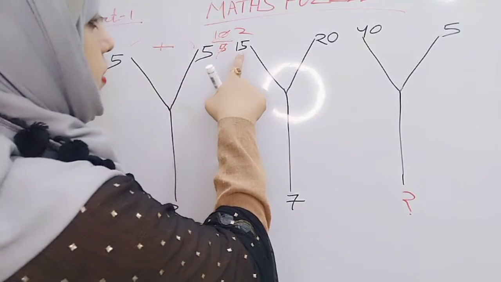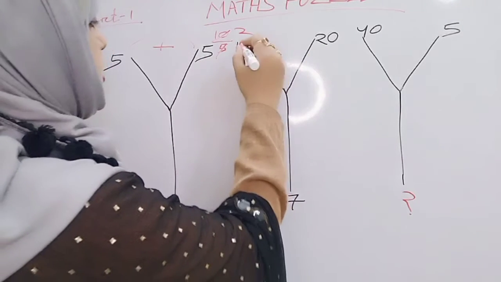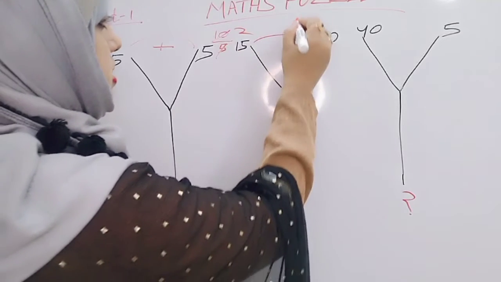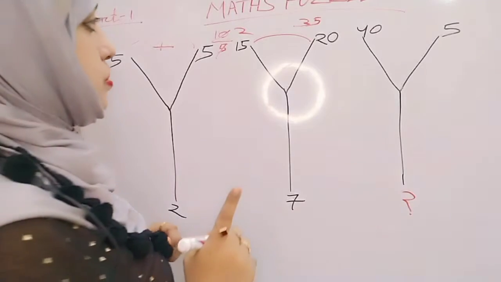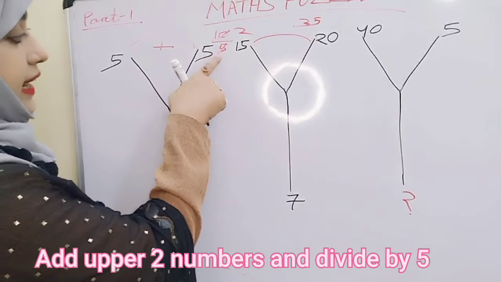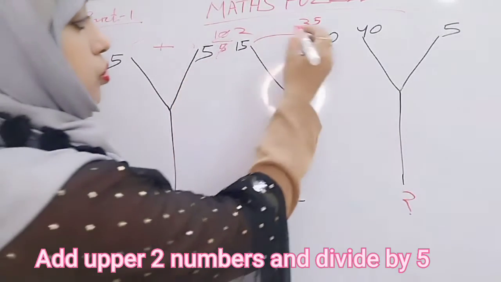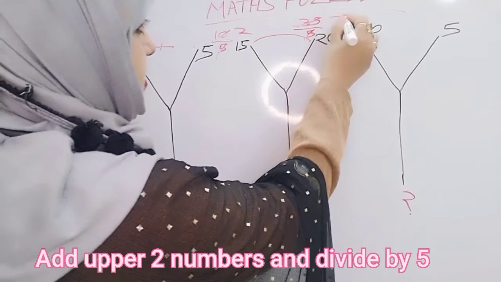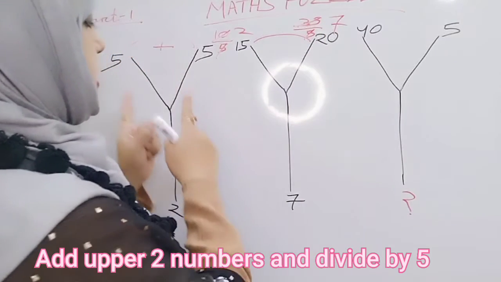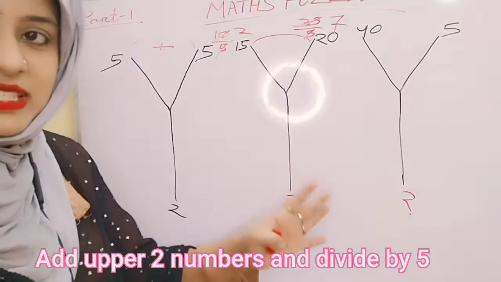So same here, 15, 20, just add this. So this is your 35. Okay, this is your 35. So according to my trick, I divide by 5. So you just have to divide this by 5. So here you get 7. So this trick is correct for this figure.